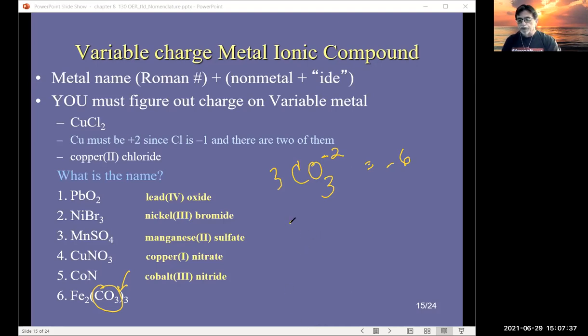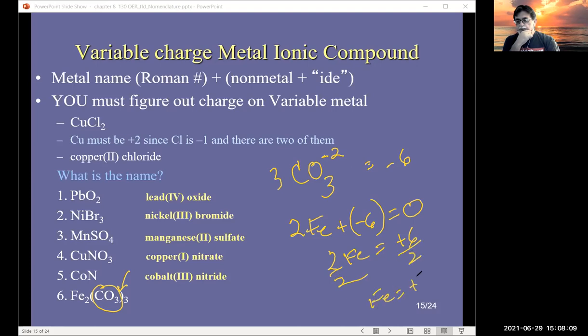All right. I have two irons plus I got a -6 for all the carbonates, and that equals 0. What must be the charge on each iron? A +3, and that is correct. Okay, so I can go 2Fe, my little algebraic equation, and divide by 2 here. So Fe is equal to a +3.